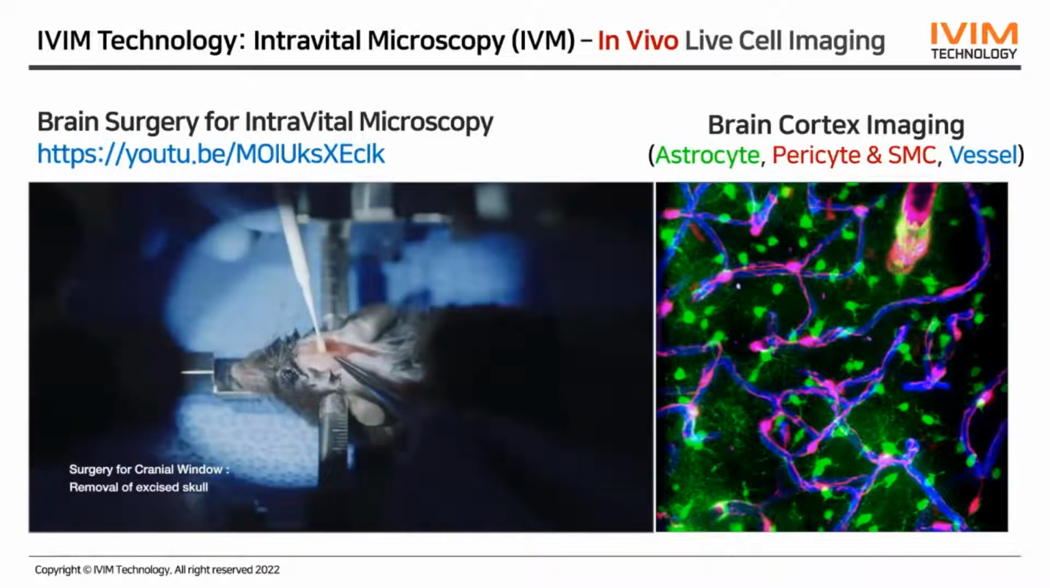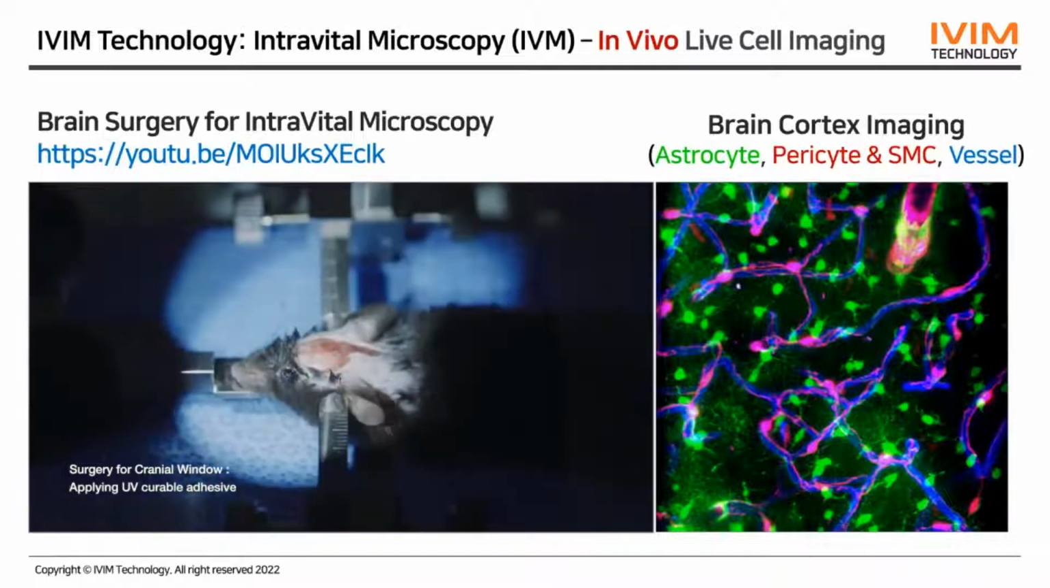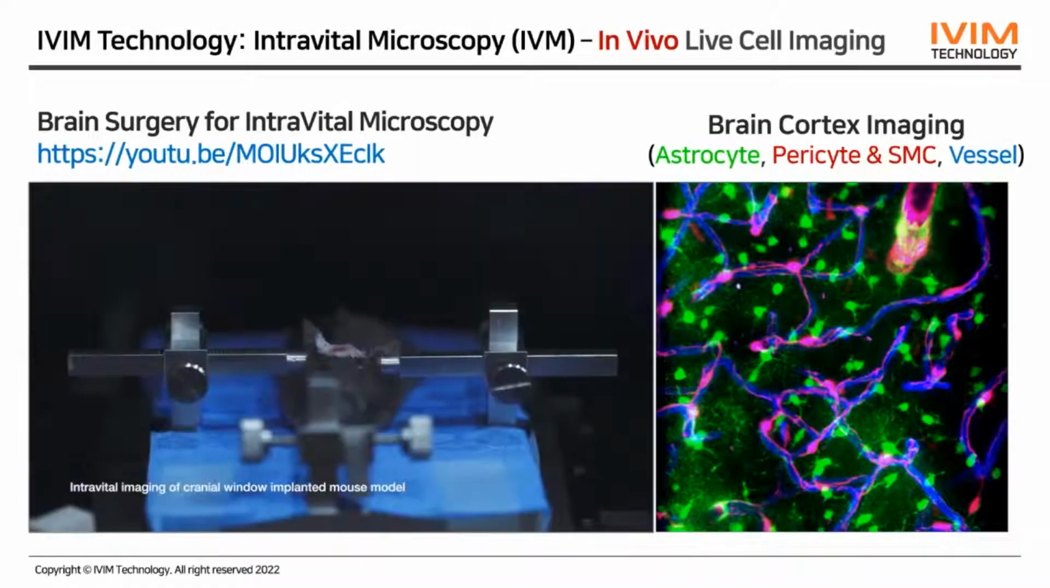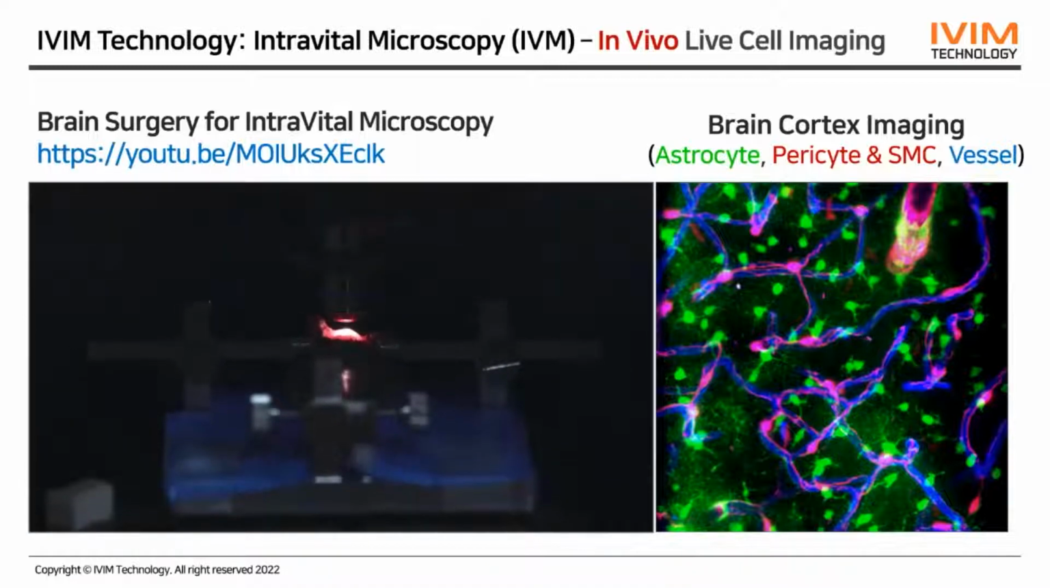Apply UV curable adhesive to nearly dry skull. Then we seal the optical window with dental cement, covering all the exposed skull. Then we place the mouse model on the heating stage and adjust the focal distance.